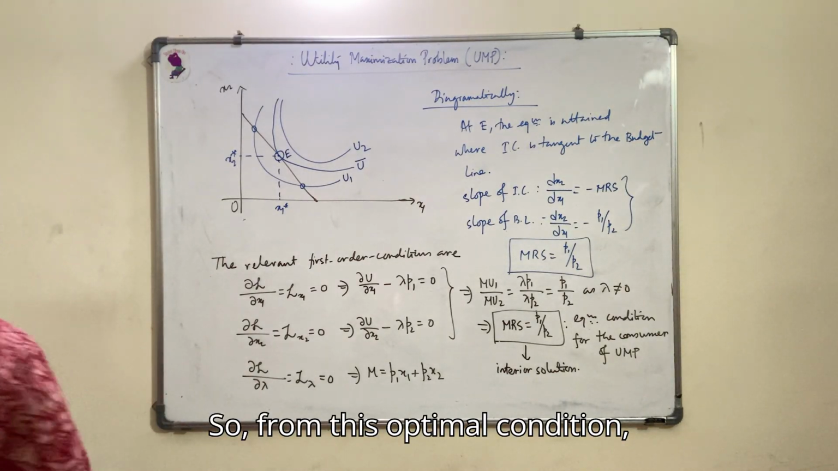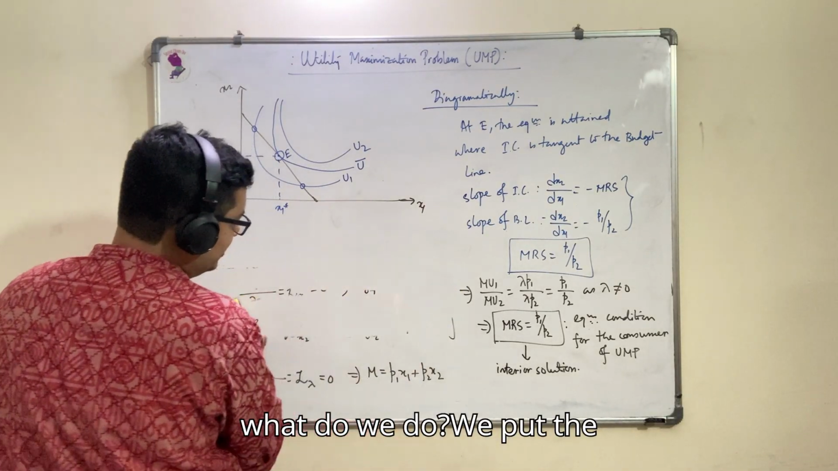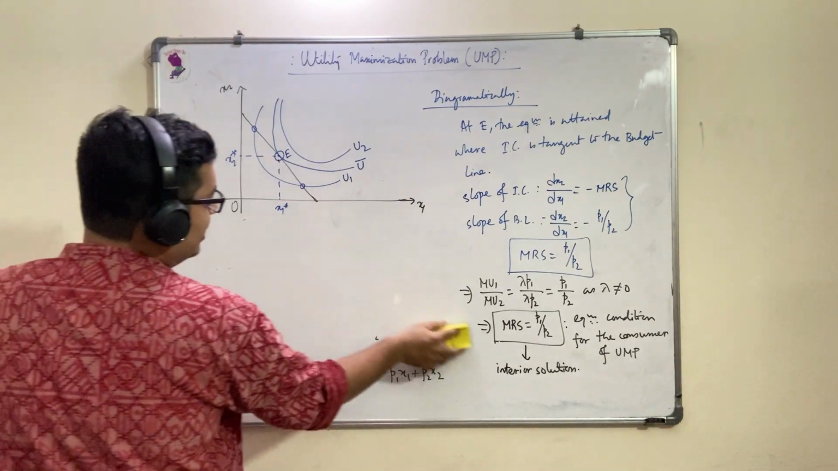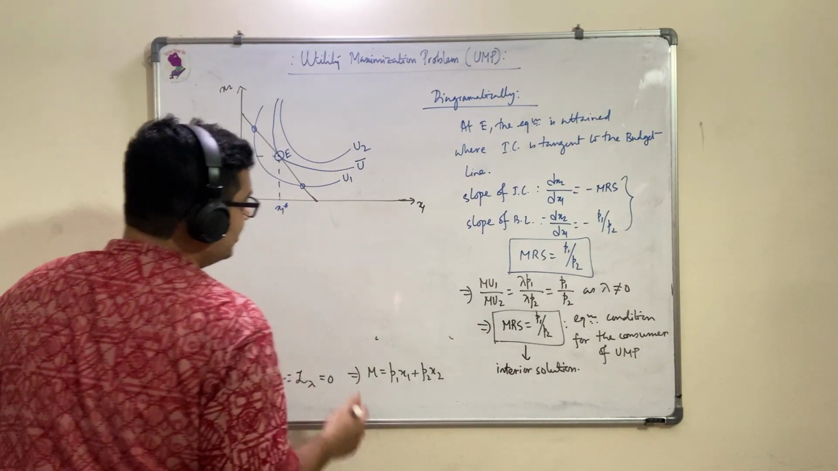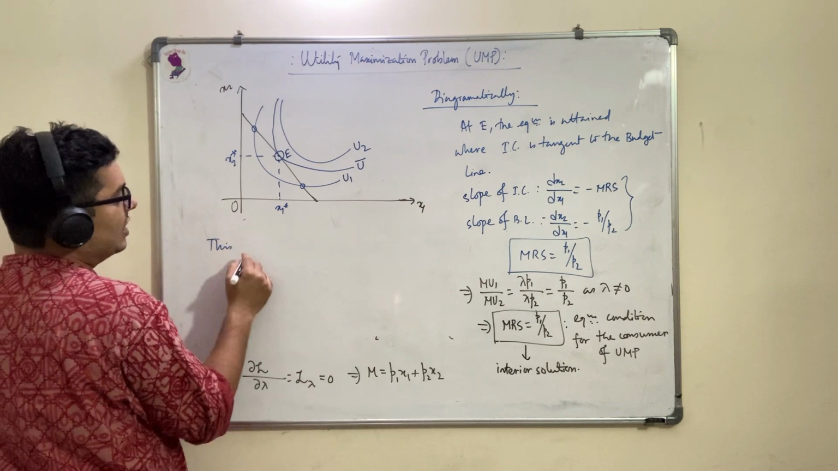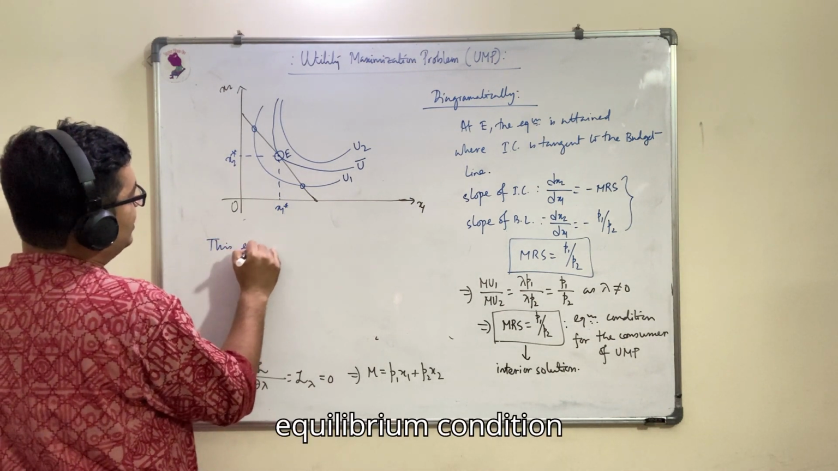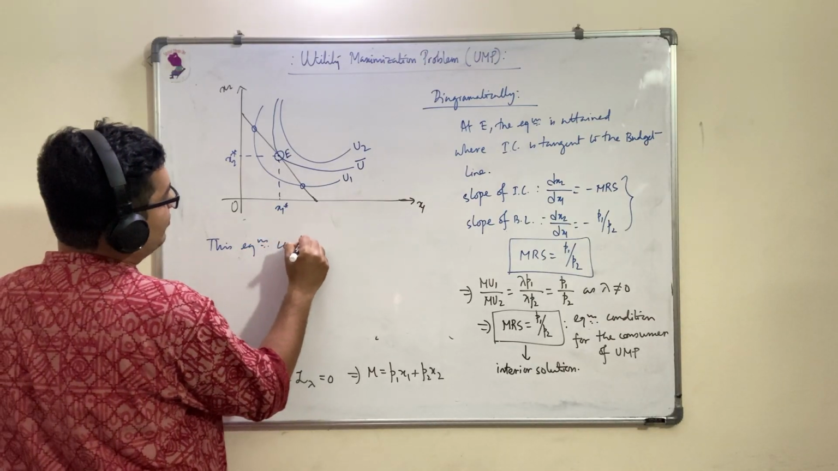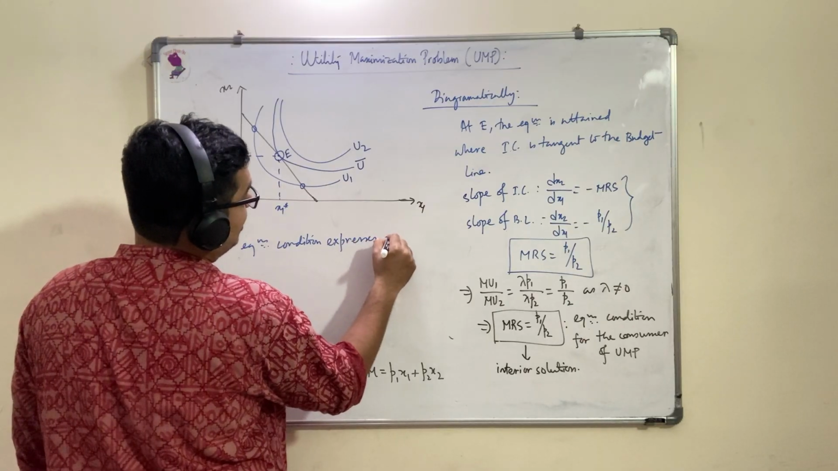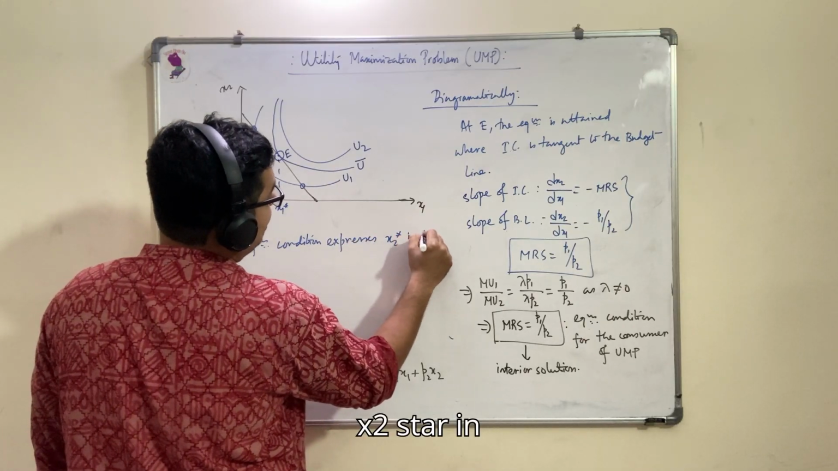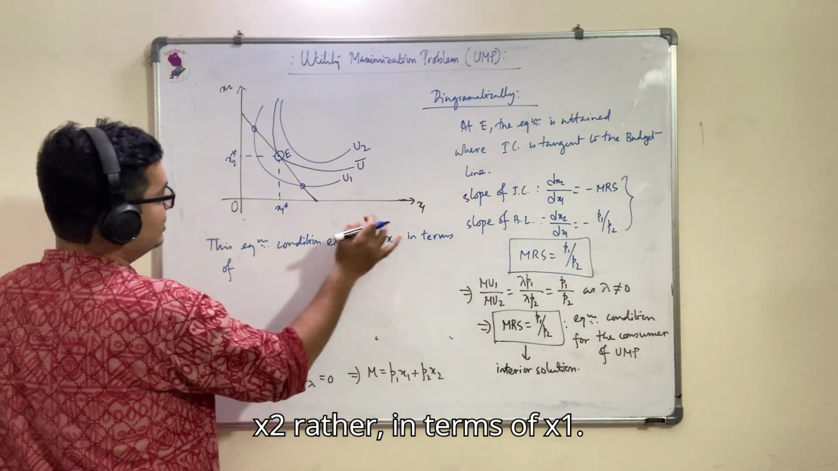So from this optimal condition, what do we do? We put the values of, okay, let us write it here. So this equilibrium condition expresses x2 star in terms of, or x2 rather, in terms of x1.